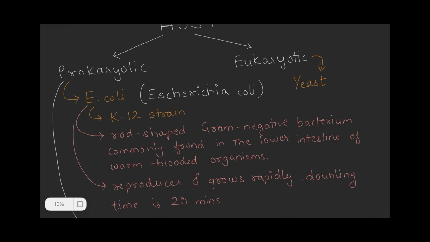Hosts can be divided into two major categories, prokaryotic and eukaryotic. The most extensively used prokaryotic host is Escherichia coli. This is a rod-shaped gram-negative bacterium. It is commonly found in the lower intestine of warm-blooded organisms. The K12 strain of E. coli is widely used in gene cloning. Now here's why it's popular. It reproduces and grows rapidly. It has a doubling time of approximately 20 minutes. That means every 20 minutes, the population doubles.